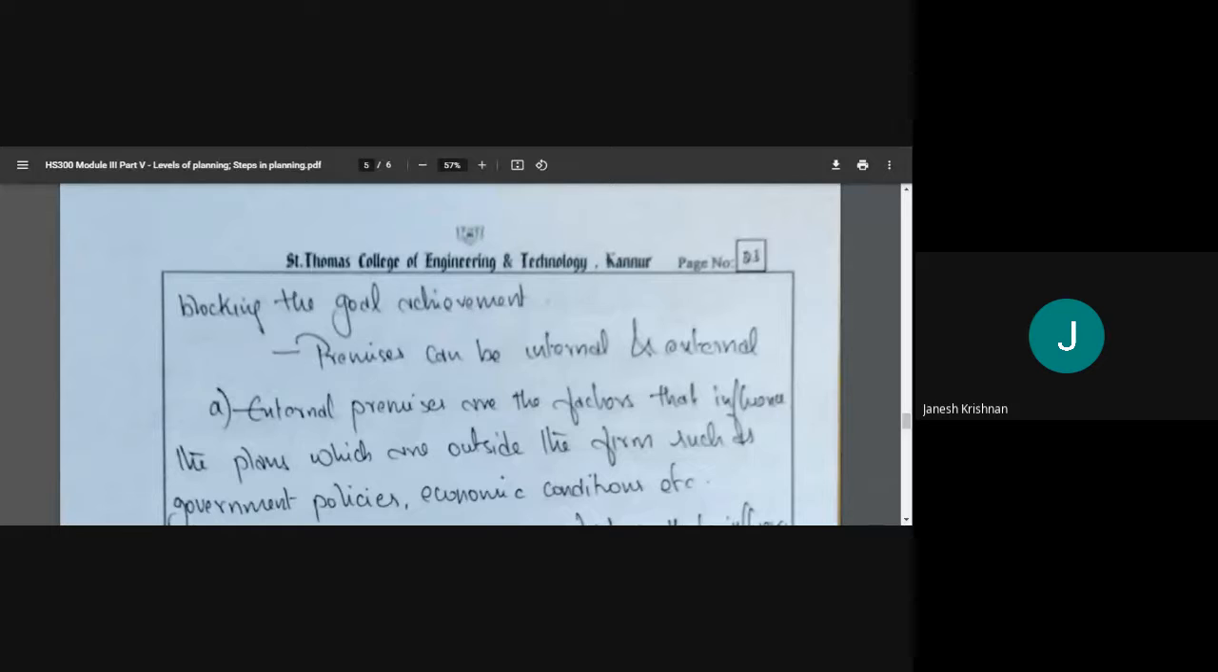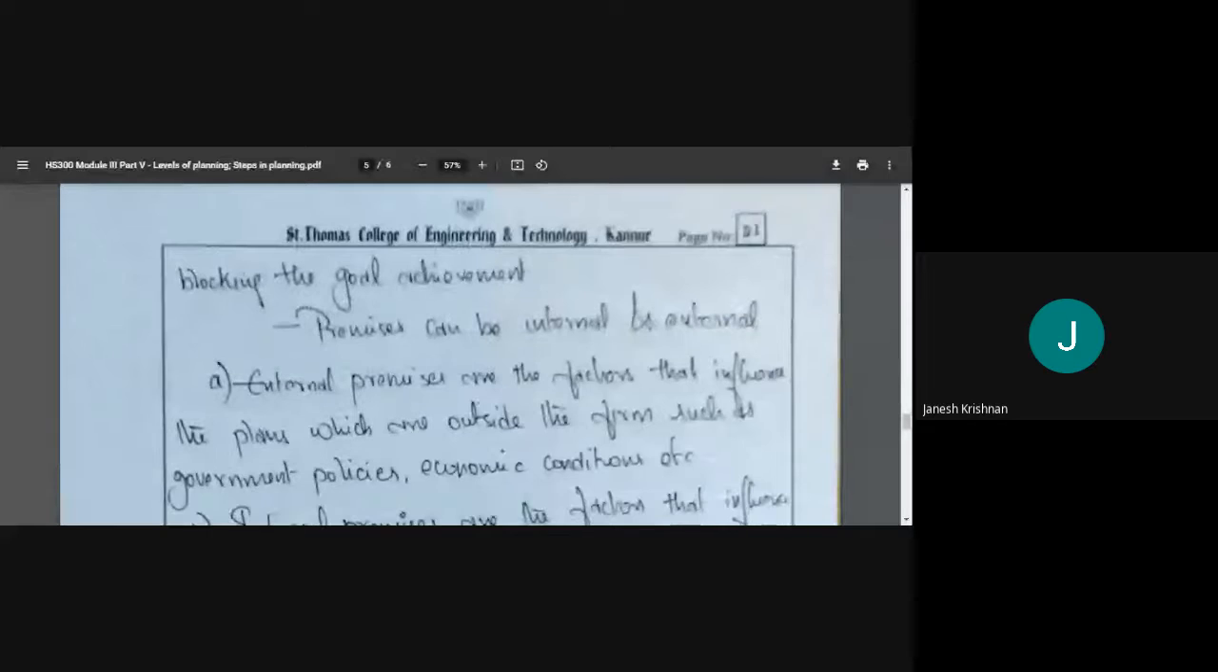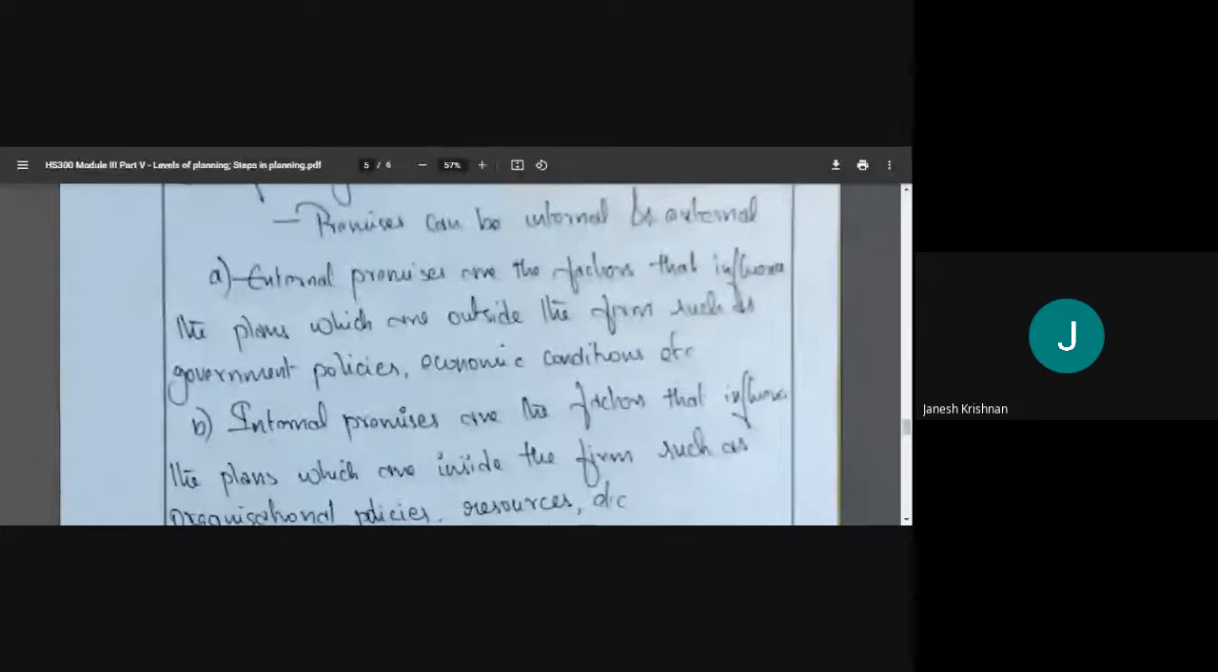The premises can be internal and external. So external premises are from the external factors outside the company. What are they? Like government policies, economic conditions, like unemployment, people having money to spend, like that. That is economic condition. Government regulation. Internal premises are factors that influence from within us. So that will be the organization's policies, resources, etc. What are the policies of the organization? How much of resources does the organization have? Because all organizations might not have the same. Right?